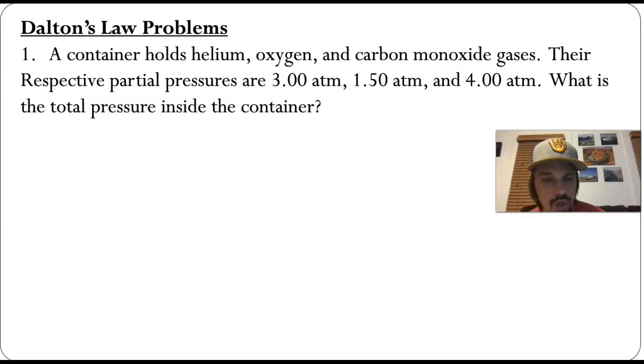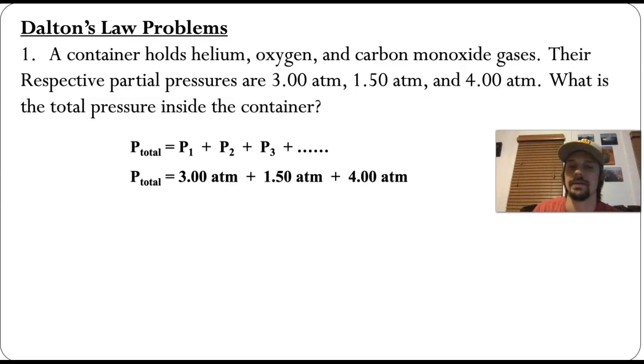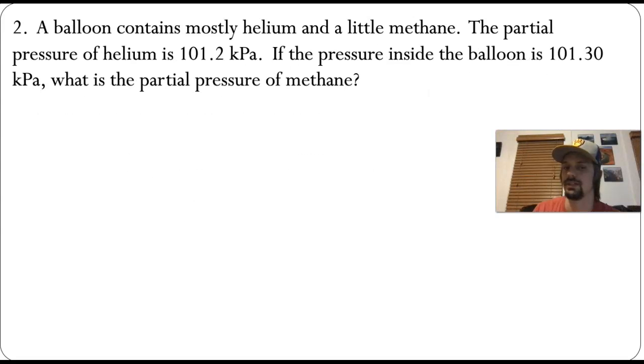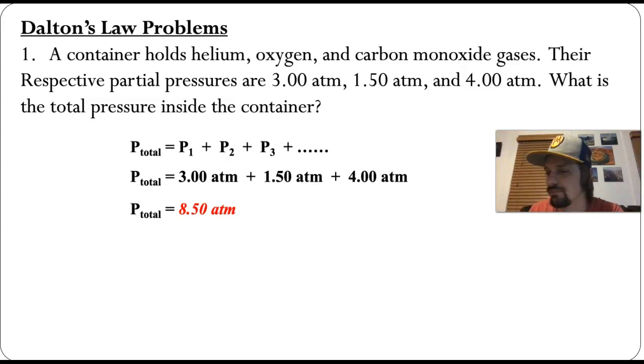All right, let's look at another one. A container holds helium, oxygen, and carbon monoxide. Their partial pressures are 3, 1.5, and 4. What is the total pressure? Take a second. Add them up, and I get 8.5.